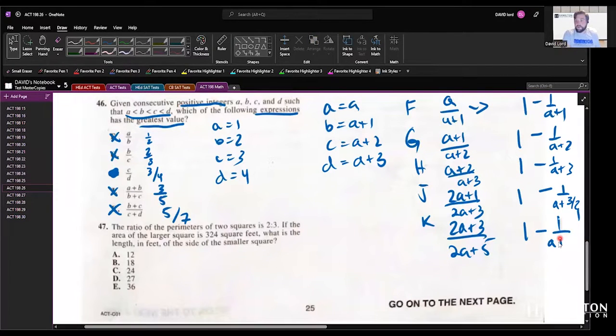Over A plus 5 halves. And we can see here that this will still be the biggest value, even algebraically. So the faster option is probably plugging in numbers, and that's what the ACT expected you to do, but sometimes you can still prove things algebraically.